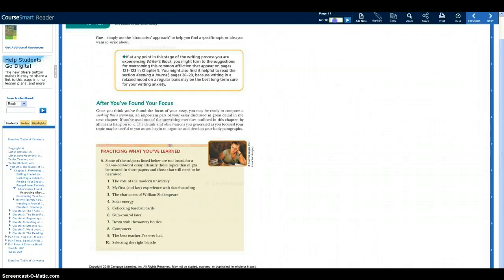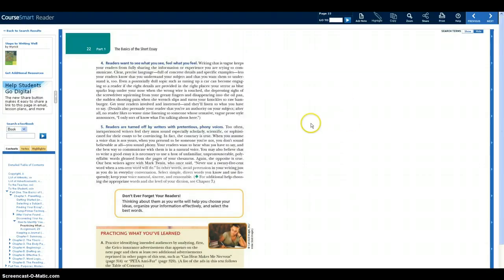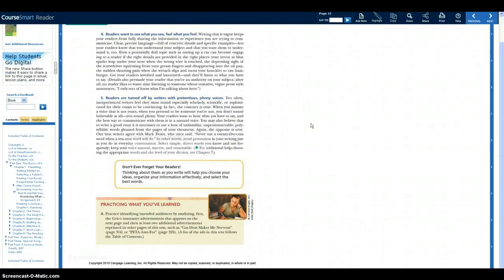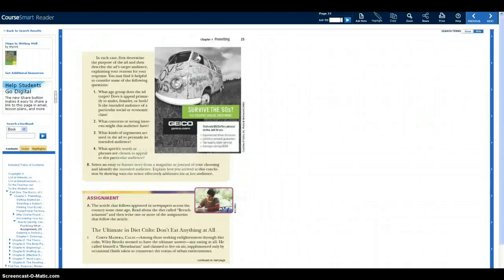Okay, our next assignment's found on page 22. Basically on page 22 and 23, what we're going to be talking about is analyzing an audience and how that affects our writing. The book gives an example on page 23 of the Geico ad. Now you can use the Geico ad, or you can find any other advertisement that you would want and answer these basic questions. The questions 1 through 4, and I'm looking for about 2 to 3 sentences per question.